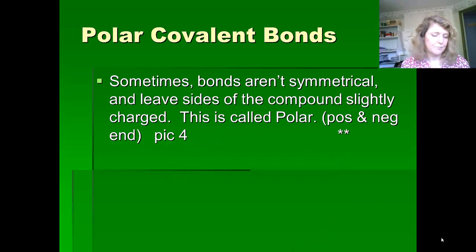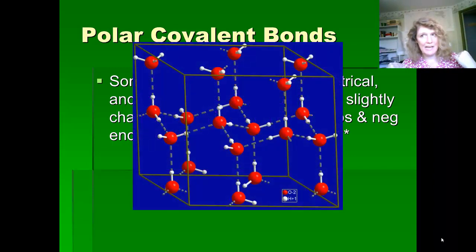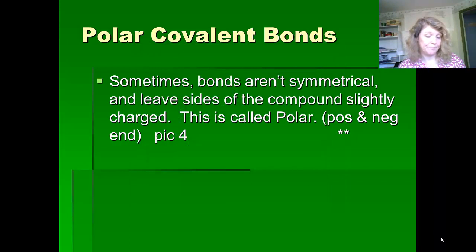So that's polar. So when water gets all crystallized, when you form ice, that's why all the Mickey Mouses have to line up, because all of the positive ends have to match up with all of the negative ends of their neighbors.